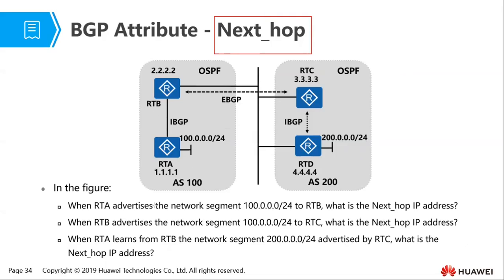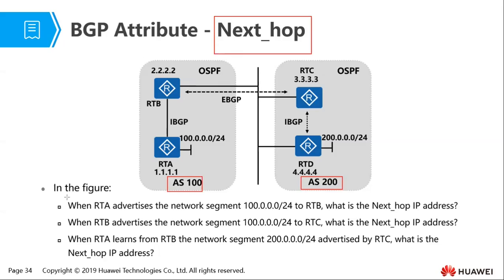So here we have two autonomous systems, AS100 and AS200, and four routers: RTA, RTB, RTC, and RTD. We want to understand what the next hop is. The next hop is not very different from what we looked at when we were looking at IGPs like OSPF, but how it is treated in BGP is a little different from how it was treated in OSPF, for example.